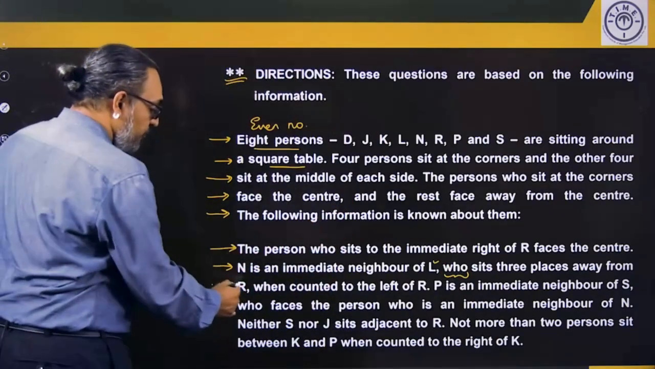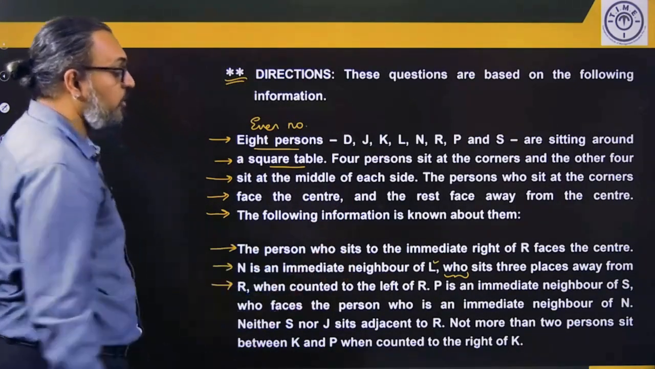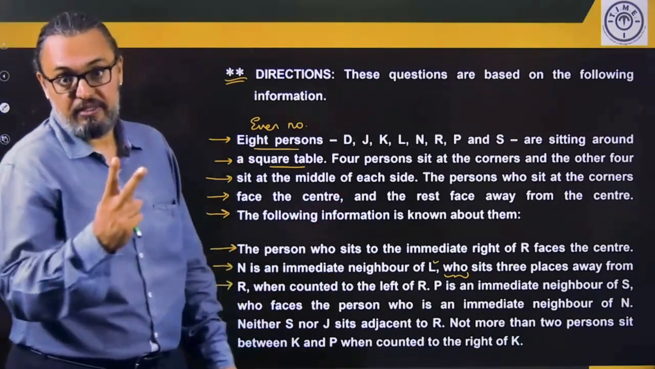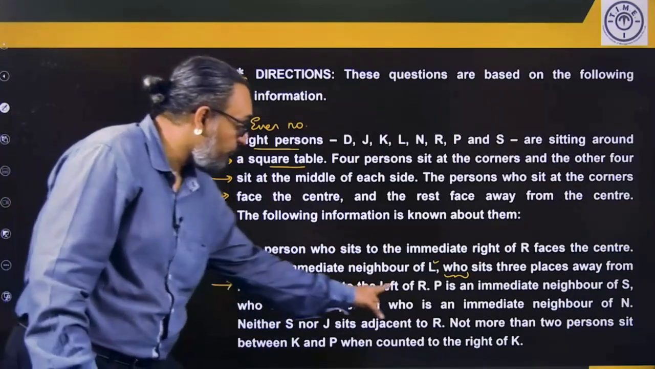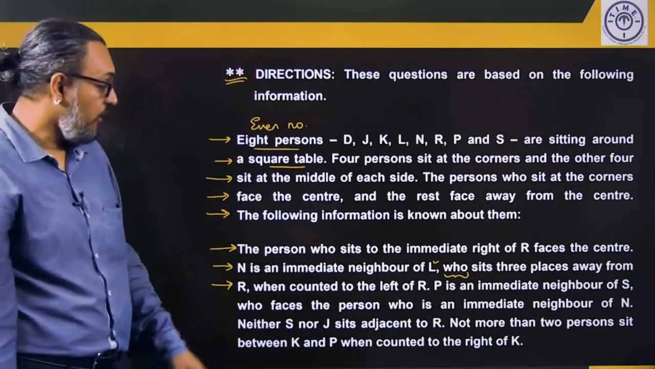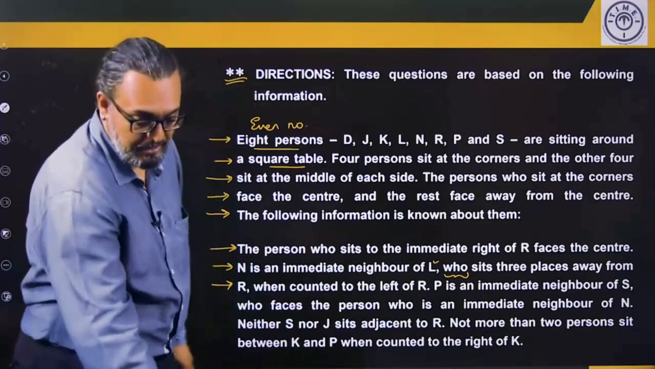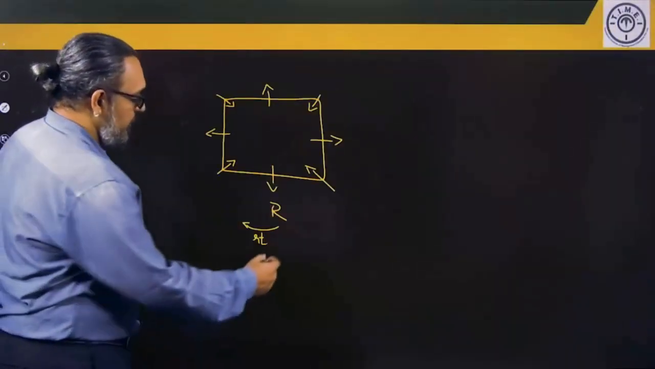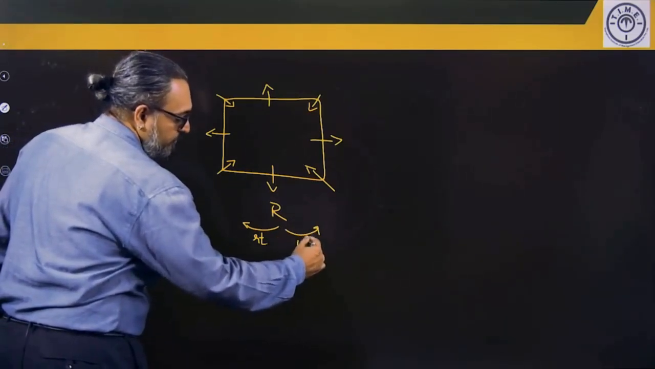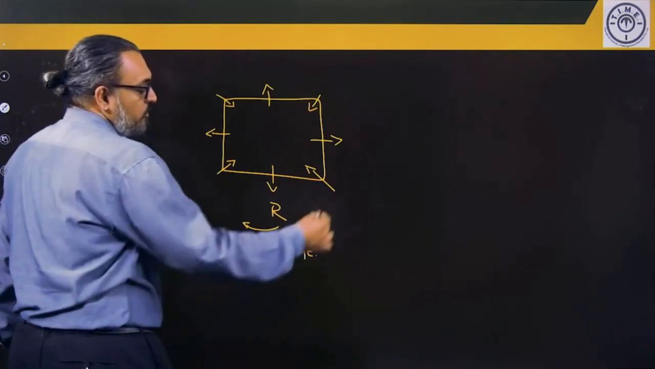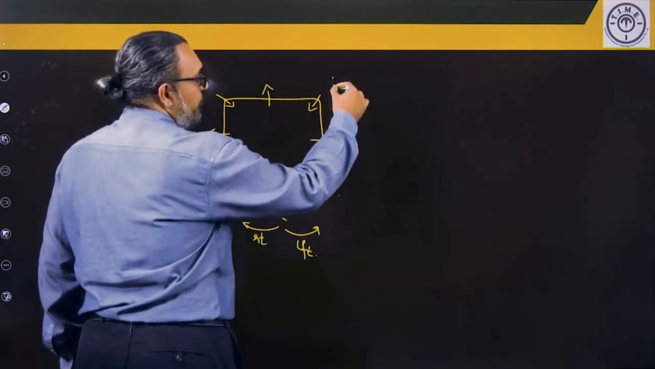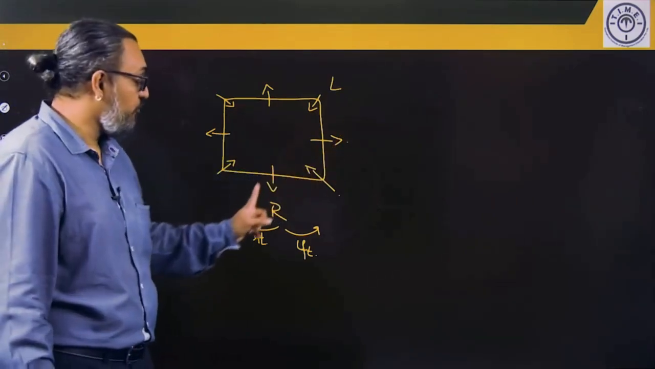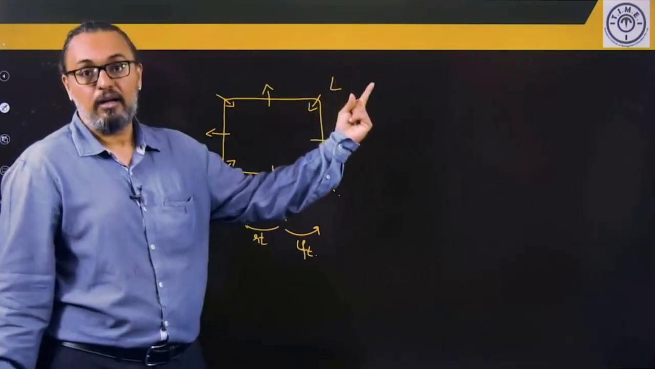Okay? So, yes. Then further he says N is an immediate neighbor of L, who sits 3 places away from R when counted to the left of R. So, 3 places away means you leave a gap of 2 persons. On the left side of R. First we need to fix L, correct? So, this is going to be the left side of R, the anti-clockwise direction. So, leave a gap of 2 and then you fix L. Okay? So, 3 places away from R when counted to the left side of R is L.